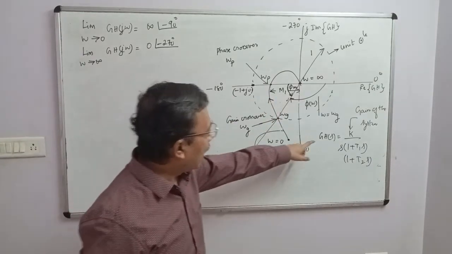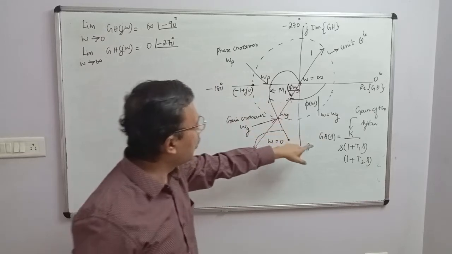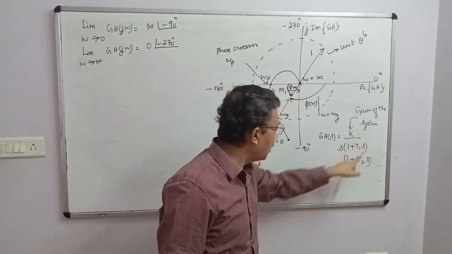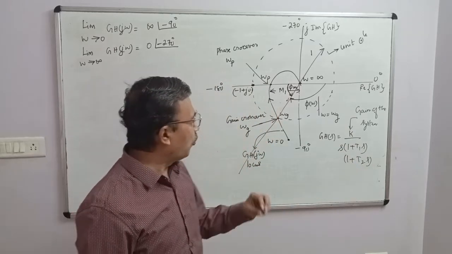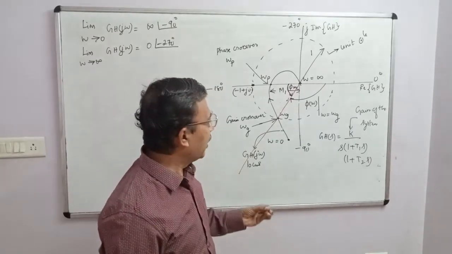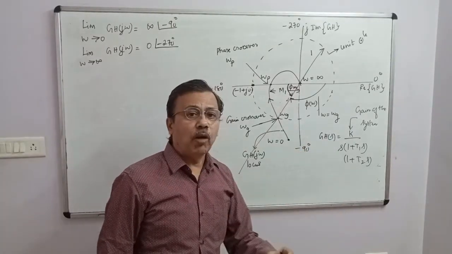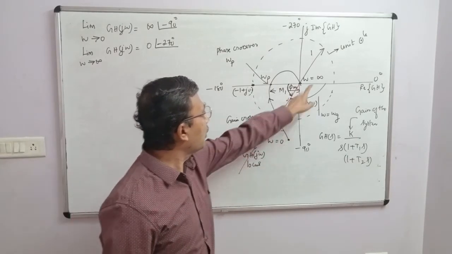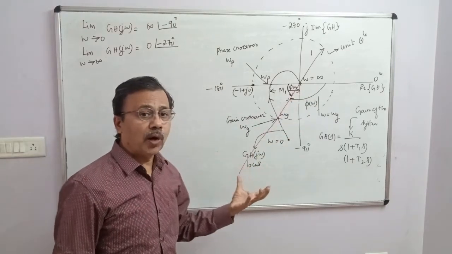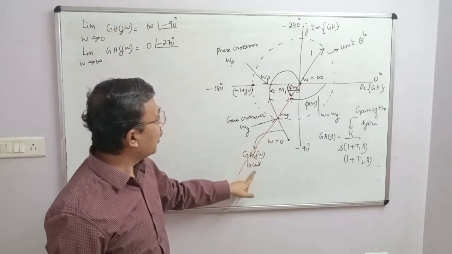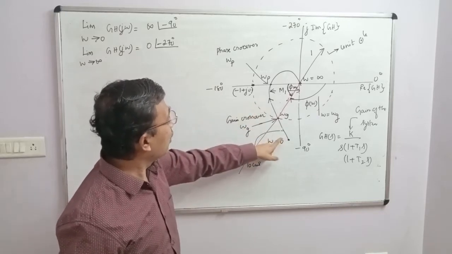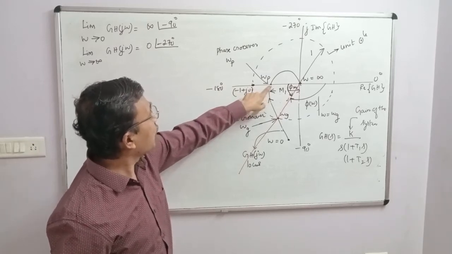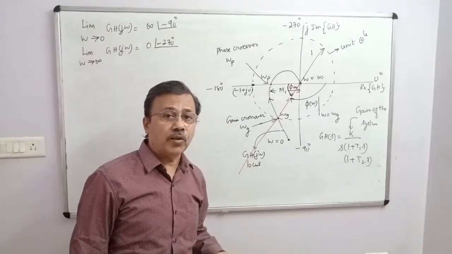So, what I have done? I have taken a negative feedback system having an open loop transfer function GH of s equal to K divided by s into 1 plus T1s into 1 plus T2s. I have put s equal to j omega. That gives me GH of j omega. I plotted GH of j omega with respect to omega, as omega varies from 0 to infinity. That plot is called polar plot. Here I have written it as GH of j omega locus. GH of j omega locus crosses minus 180 degree axis at omega equal to omega p. This is called phase crossover, and this frequency is called phase crossover frequency.